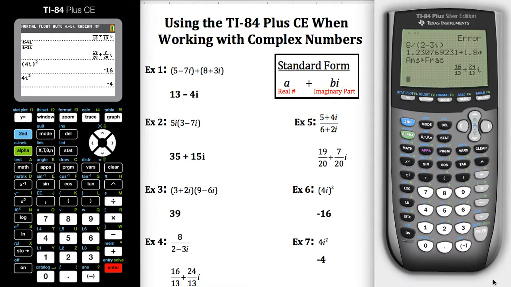Alright, so just a few examples there on how you would use the TI-84 plus CE when working with your complex numbers. And then, of course, if you are still using the older 84 plus Silver Edition, you can still do it. Everything's going to work the same except for the multiplying by the conjugate there. You'll have to do it a little bit different.